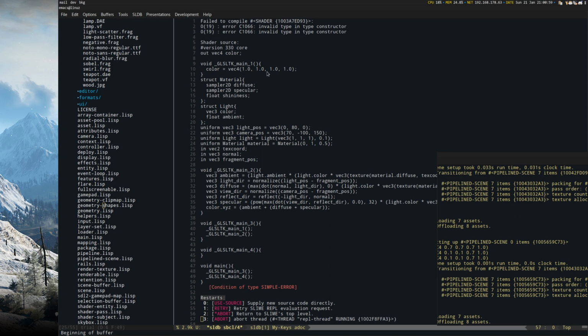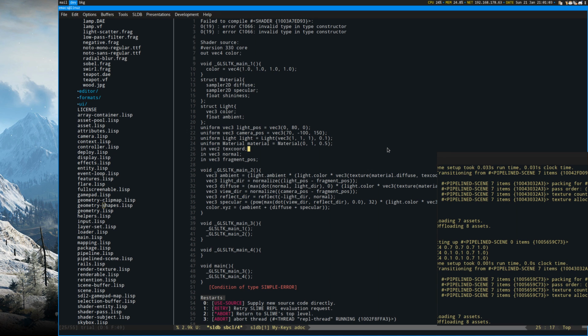Weird. It says it should work, but... What does it do? No, that should be fine. Oh. Interesting.